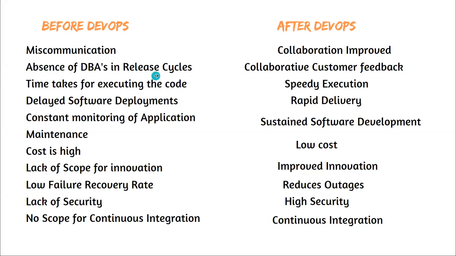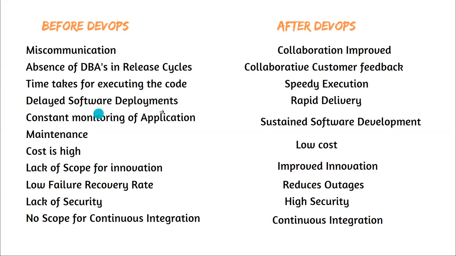Second one is absence of DBA. DBA means database administrator. Initially, DBA was not present in this part of the teamwork, but now database work is done by the DevOps engineer as well. We can do the DB work as well. Next, time taken for the execution of code. It used to take a lot of time to execute the code, but after DevOps, execution is very fast.